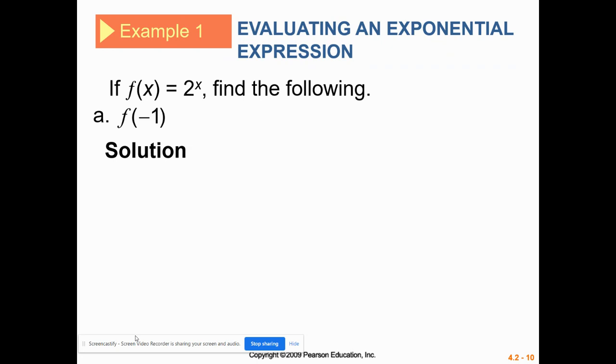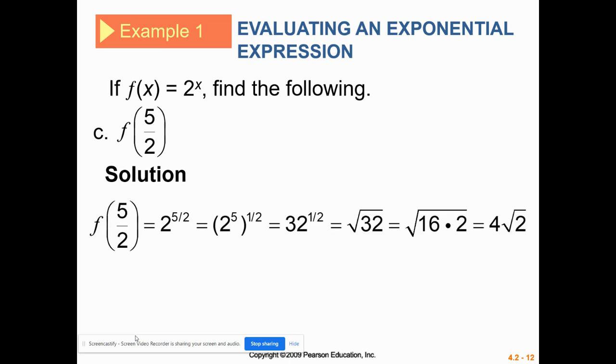We can treat these like any other function. So f of negative 1 means replace the x with negative 1 and solve. So 2 to the negative 1 equals 1/2. F of 3 means find 2 to the 3rd power. That equals 8. F of 5/2 means find 2 to the 5/2 power, which we can split up into 2 parts exponent-wise. 2 to the 5th to the 1/2 power.